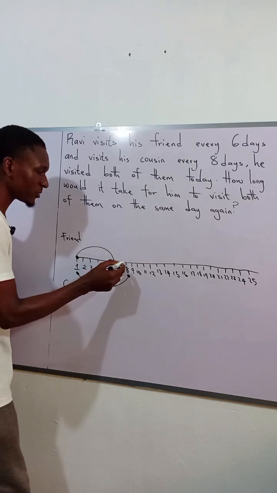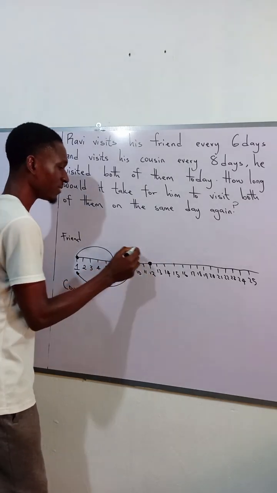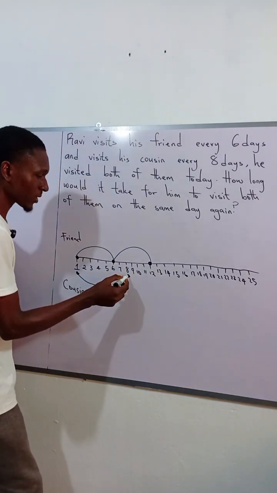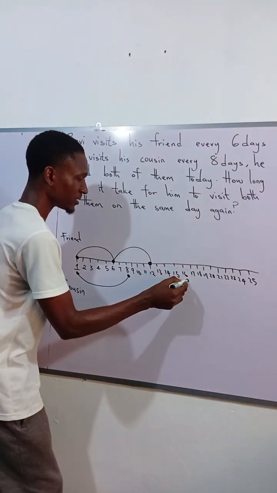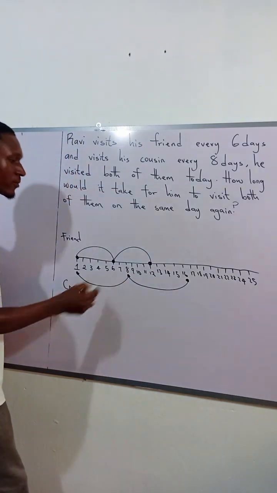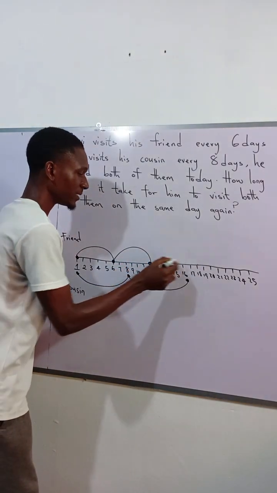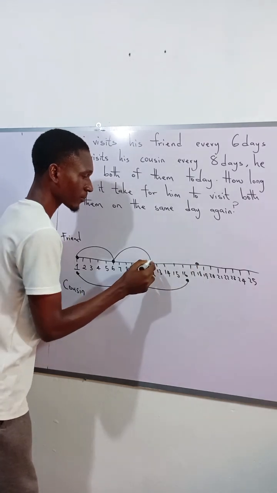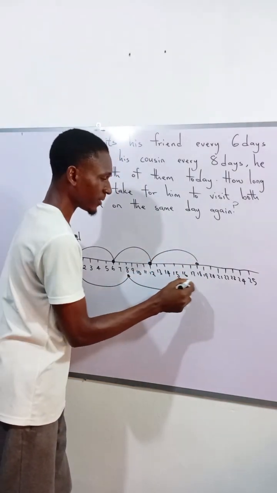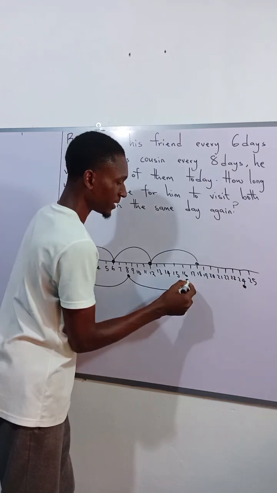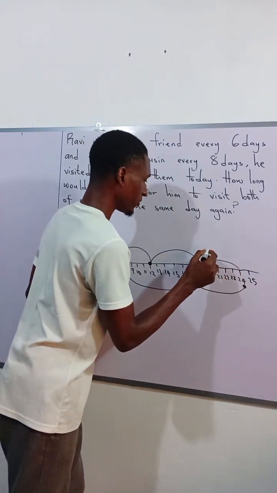Another 6 days. 1, 2, 3, 4, 5, 6. That is 12. Visited this one another 8 days. 1, 2, 3, 4, 5, 6, 7, 8. That is on the 16th day. Another 6 days up here is going to be on the 18th day. Another 8 days down here is going to be on the 24th day. And another 6 days here is going to be on the 24th day.